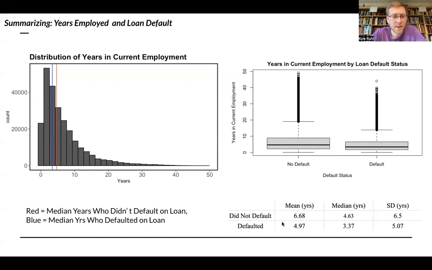On the left here, we have a histogram of our distribution of years in current employment, where we can see the red line here indicates the median years of someone who didn't default on their loan. And the blue line here indicates the median years of someone who did default on their loan. We can break this down by default and no default status in this box plot on the right. We see those that did not default, the median is about 4.63, and those who did default was about 3.37. That's measured in years. And we also have a bunch of outliers here, especially greater than about 20 or 15 years for those who've been in their job profile for a long time.